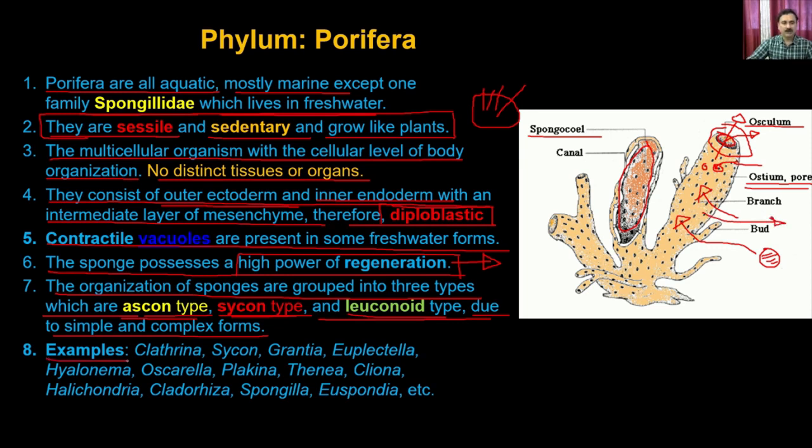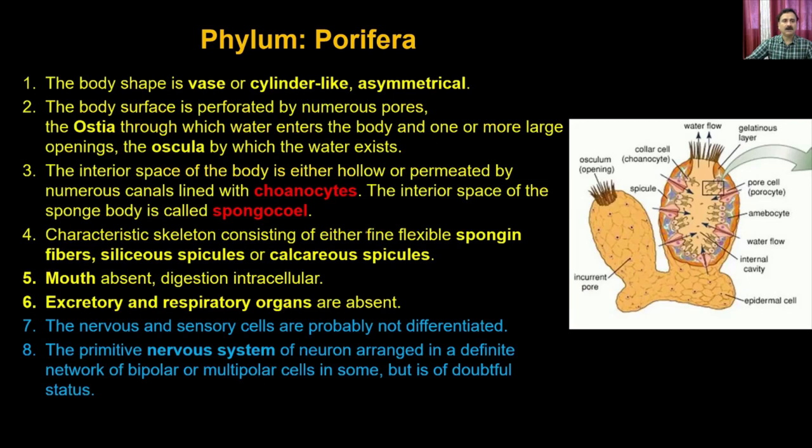Examples of Porifera are Tethya, Sycon, Grantia, Euplectella, and all these different types of sponges. The body of a sponge is vase-like or cylinder-like, and it is asymmetrical, so it has different types of bodies. This body is cylinder-like and typically looks like a vase, where the opening of this vase is called the osculum.